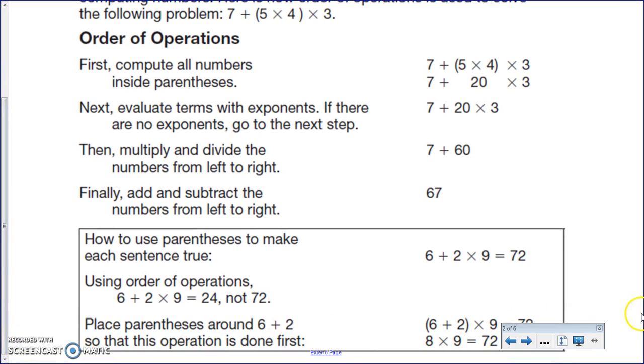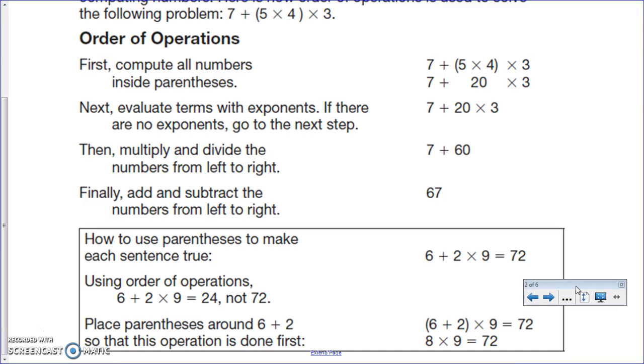The second thing they show us here is how to use parentheses to make each sentence true. The only time you can do this is when they tell you to. You can't just put parentheses in order of operations problems just because you want to. You have to follow the steps. But if it tells you to use parentheses to make each sentence true, that's when you're allowed to.